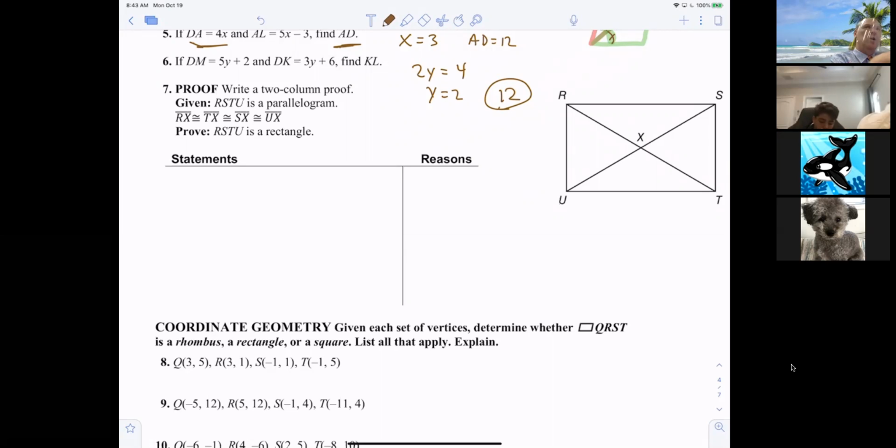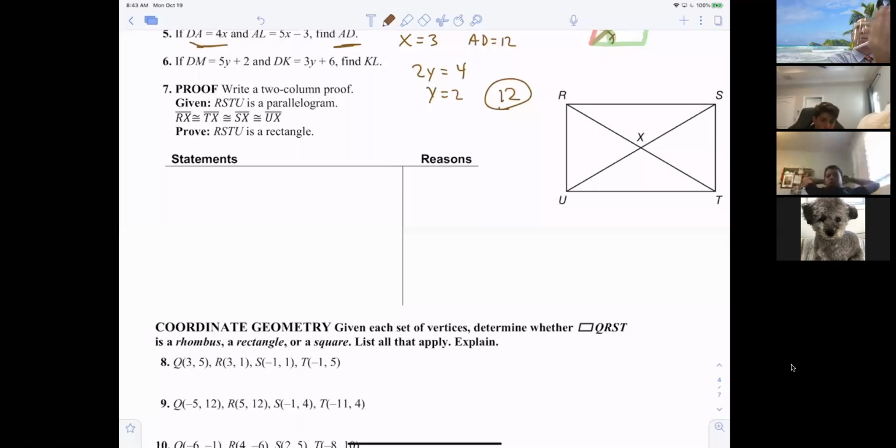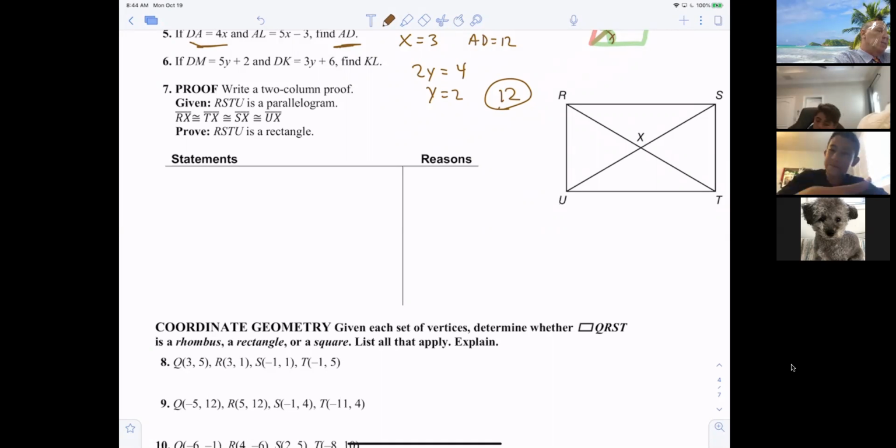Yeah, but it would be hard to prove the lines are perpendicular if we don't know their slopes, right? So what is another way to prove that it's a rectangle? Yes, you have to prove the diagonals are equal. So let's see what we got here. Does it pretty much give it to you? All right, come on, everybody try to write the proof.